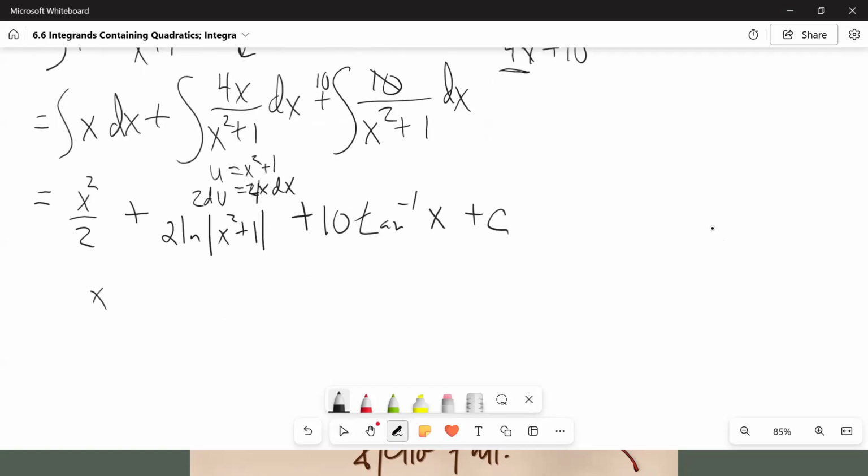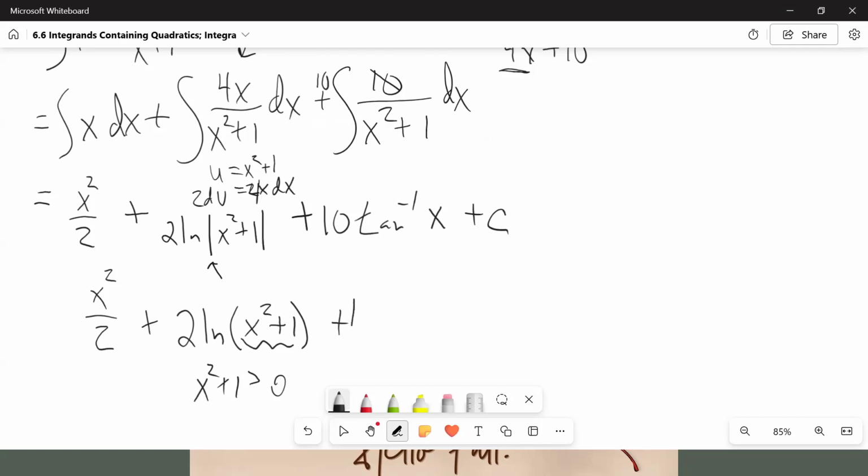So we would have x squared over 2 plus 2 natural log of x squared plus 1. Now you don't need the absolute values here because x squared plus 1 is always greater than 0. So the absolute values only account for if the argument in there could be negative, which it can't. So plus 10 tangent inverse of x plus c. Okay. All right. So good stuff on that one.